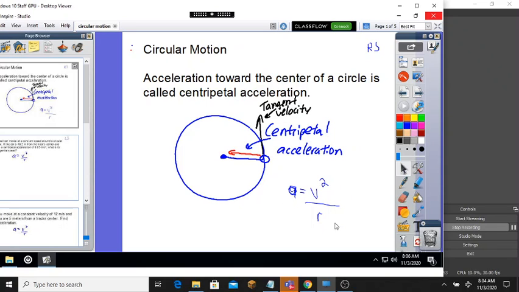And this is a formula that we're using to find how fast it's going. We have the centripetal acceleration. So acceleration equals velocity squared divided by the radius. Okay.